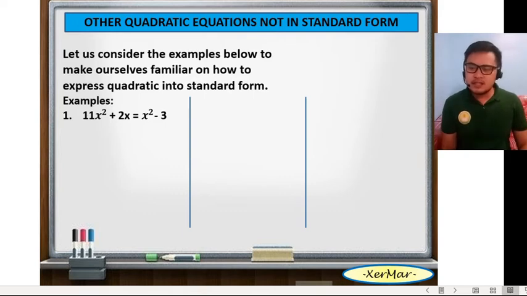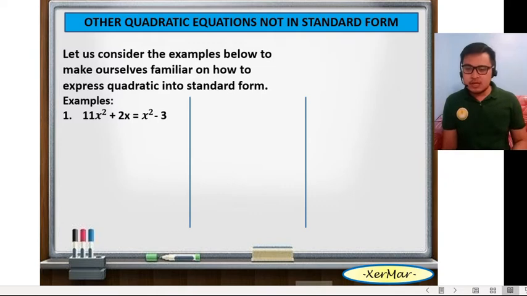Kung napapansin ninyo, sa left side ng ating equation, meron tayong 11x squared. At sa kanan naman, meron tayong x squared. At ang dalawang terms na yon are similar terms. At ang mga terms sa ating standard form of quadratic equation are on the left side. Sanay tayo na nasa kaliwa yung quadratic term, the linear term, and then the constant term.